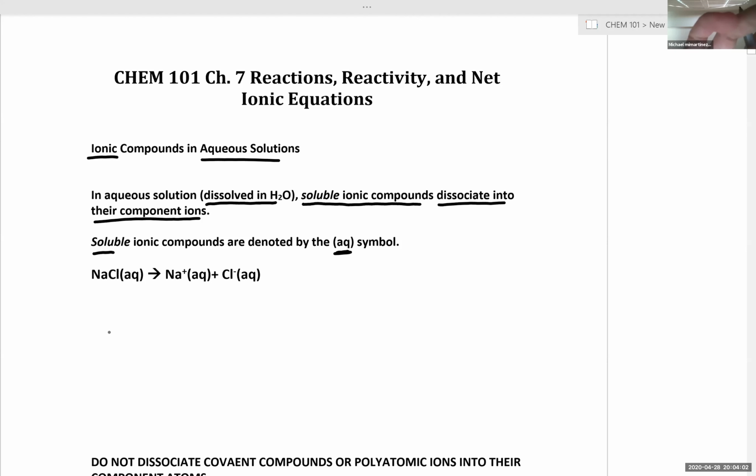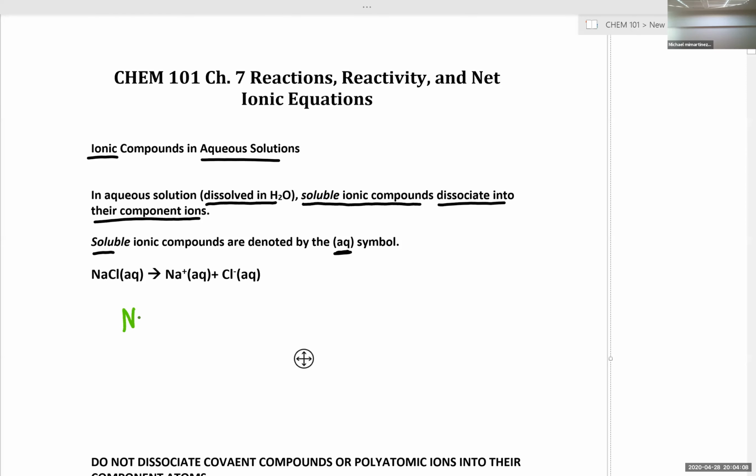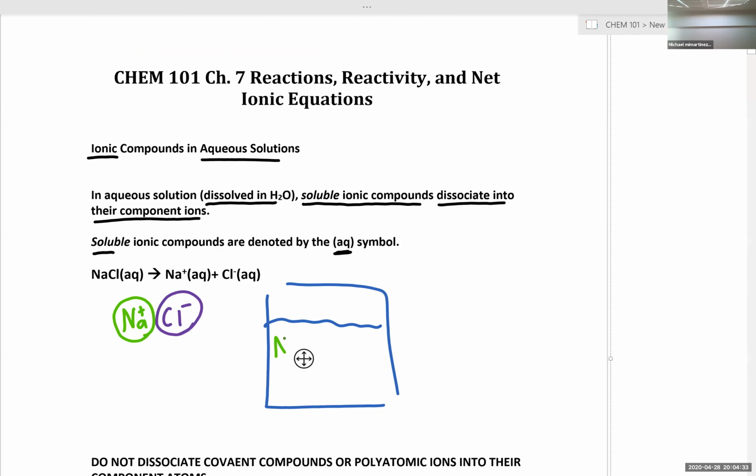So for example, our sodium chloride, which is a soluble ionic compound, will break down into its component ions when it's placed into solution. We have our solid sodium chloride. The moment we put it into water, into an aqueous solution, we observe our component ions. So we have Na plus and Cl minus, chloride ion, present in solution. Okay.